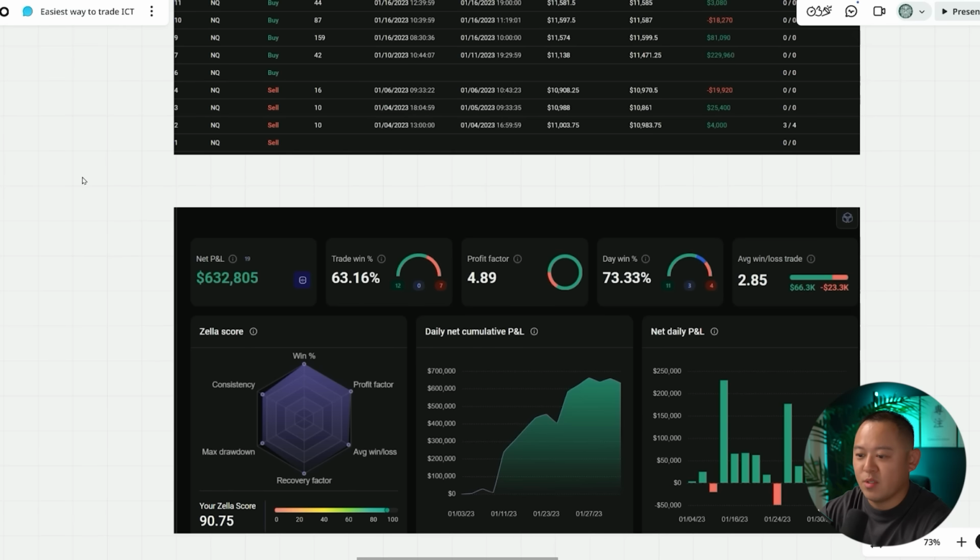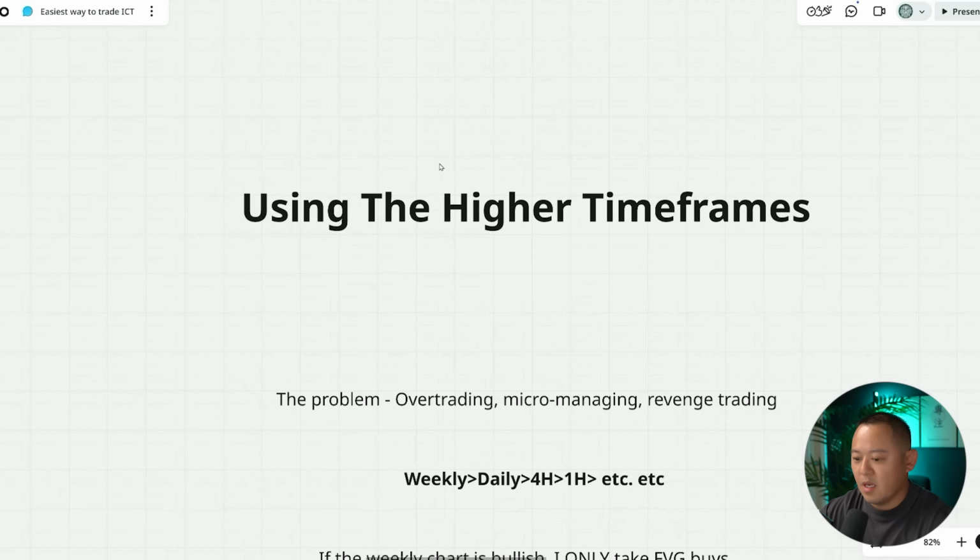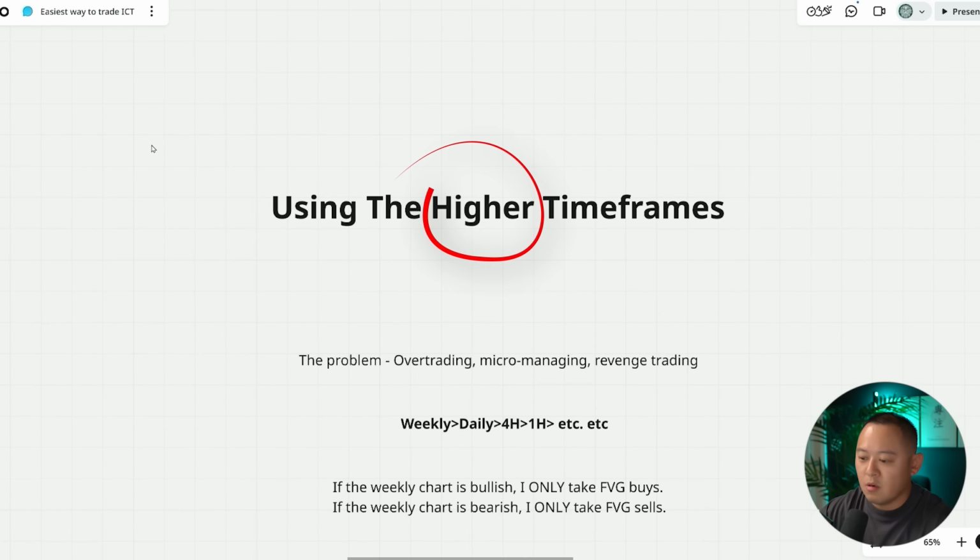So I had my sample size proven, I was scaling up consistently, but then I hit a wall. I'd take back-tested setups to live markets and they'd fail 70% of the time. But that's because I was missing the most critical piece, and that is using the high time frames. Okay, the problem when you're only looking at the low time frames is that it leads you to over trading, then you're micromanaging and revenge trading. So I would be trading every single fair value gap that appeared on the 5-minute time frame, right?